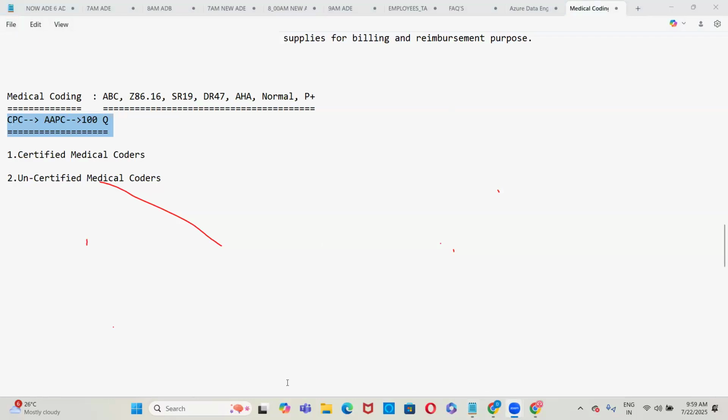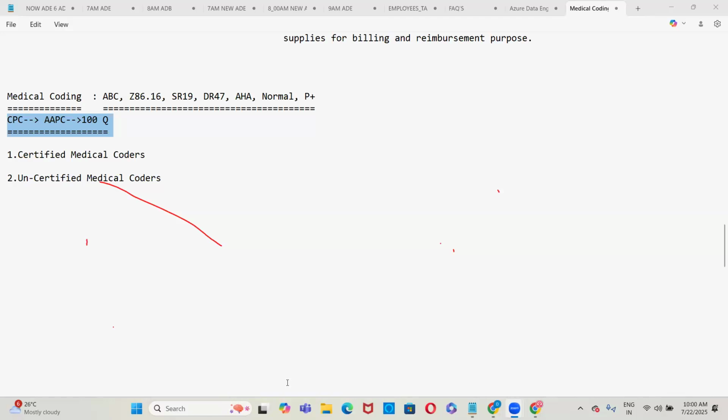Medical coding jobs are available in all the big corporates that deal with medical coding projects, such as Cognizant Technologies and Dr. Reddy's Labs. Many companies. I will give you the list of companies that have medical coding projects right now.